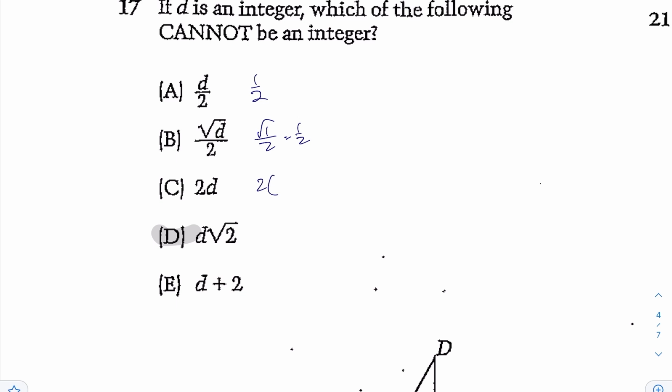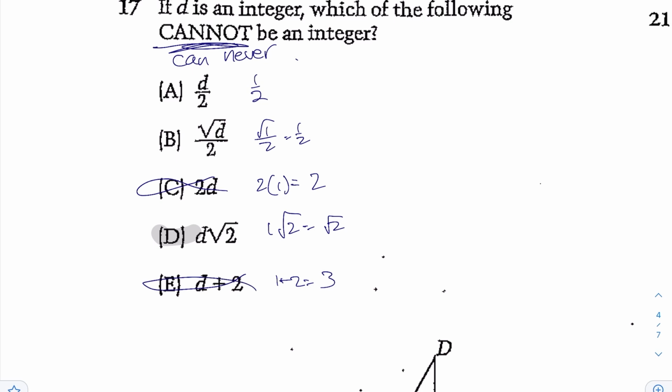Choice C is 2 times 1. That's equal to 2. That's a whole number. So we disprove choice C. Choice C could be an integer. Again, you're looking for one that cannot, which means can never be. And we found a scenario in which choice C was an integer, so that's wrong. Choice D is 1 times the square root of 2, and that's root 2, which is not an integer. Choice E is 1 plus 2, which is, of course, 3. That's a whole number, so that's wrong.